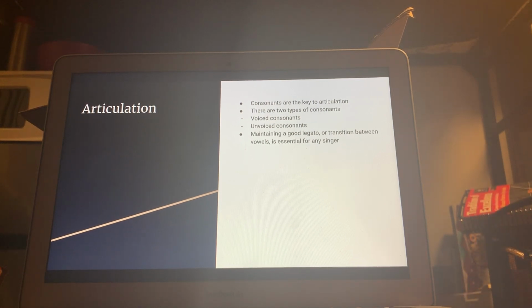Articulation. Consonants are the key to articulation. Surprise. The book explains that there are two types of consonants, voiced consonants and unvoiced consonants. An example I like to use a lot is a spoken Z and a whispered S. Voiced consonants would be the spoken Z, and unvoiced would be that whispered S, because the Z really has more of a pitch to it. You can sing a Z, but you can't make a pitch on the S without switching to the Z.